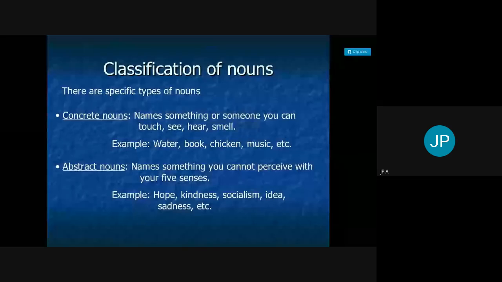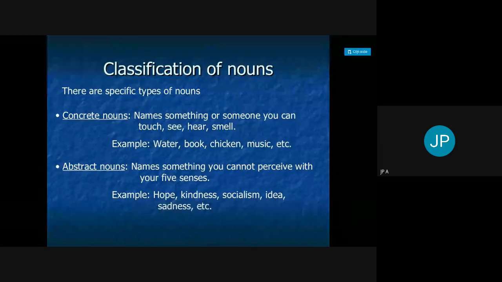But when I talk about love, happiness, kindness, or sadness, you cannot touch happiness, you cannot touch love, you can only feel these things. So such feelings are called abstract nouns. Can you show where your happiness is? എടുത്ത് കാണിക്കാൻ പറ്റുമോ? കയ്യിലെടുത്ത് കാണിക്കാൻ പറ്റുമോ? കാണിക്കാൻ പറ്റില്ല. Therefore they are called abstract. So such abstract feelings are also nouns.